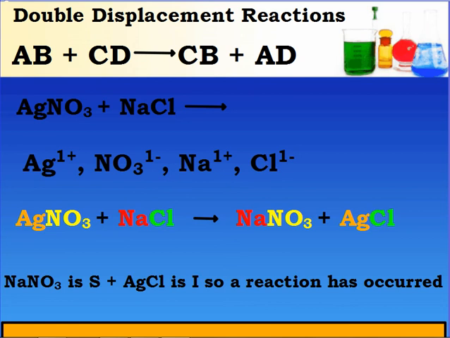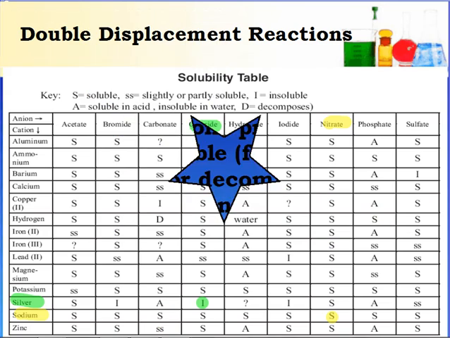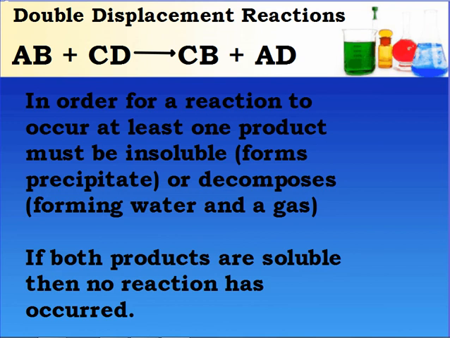Let me go to my next slide and we'll summarize the types of reactions. Here we go. In order for a reaction to have occurred in a double displacement, at least one product must be insoluble or decompose. If both of the products are soluble, then no reaction has occurred. They're both in solution, you're not seeing anything.